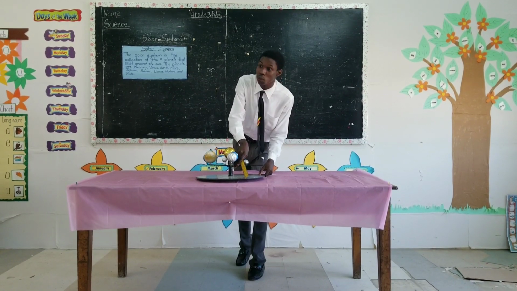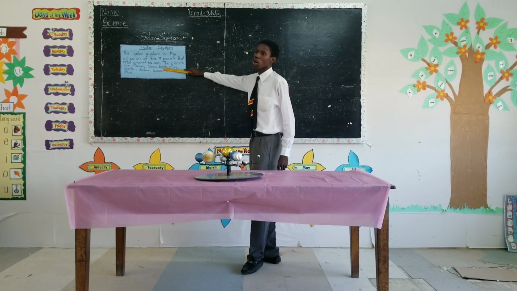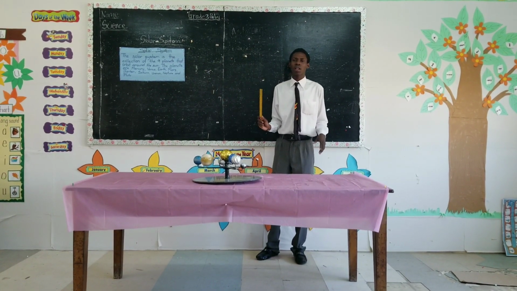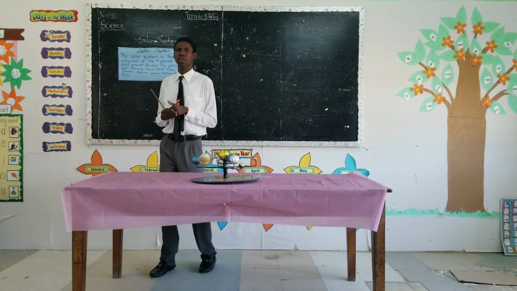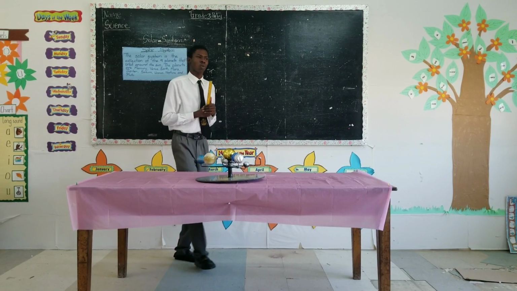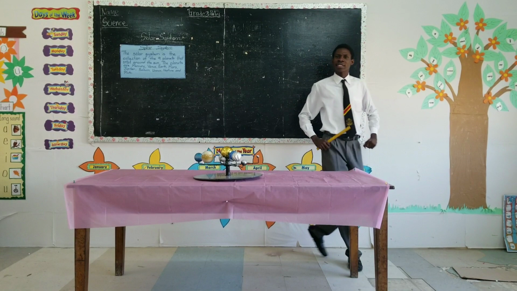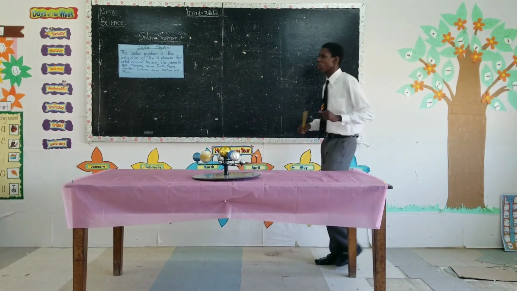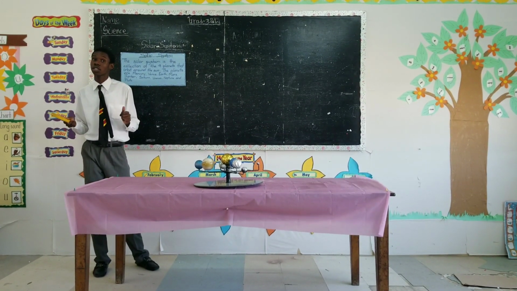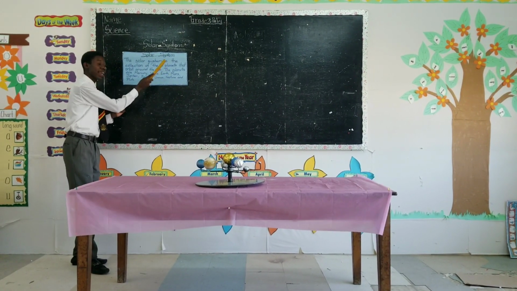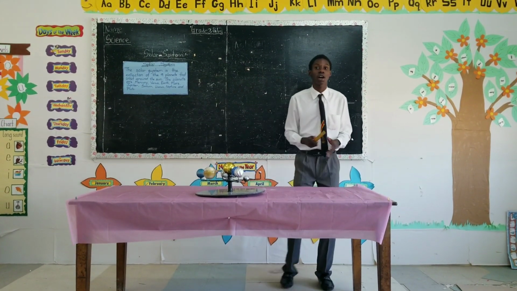The third planet we have here is Earth. What is the third planet, class? Earth. Class, have you ever heard of the word Earth? Yes, sir. What is the Earth? Intelligent students, give yourself a clap. We live on the Earth. So Earth is a what? Earth is a planet and it's the third planet away from the sun.